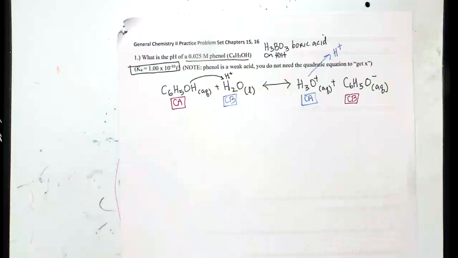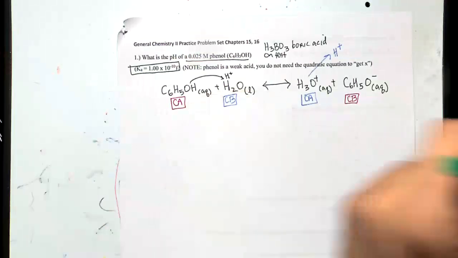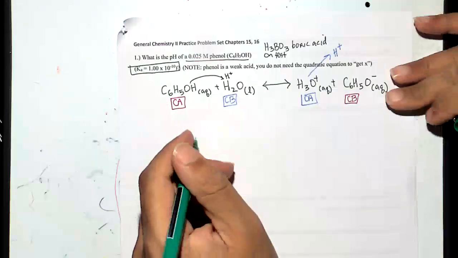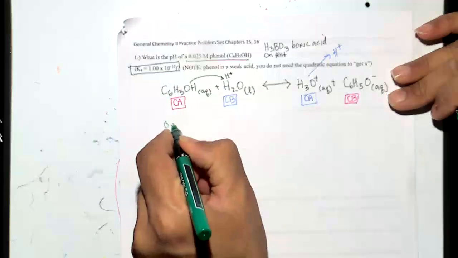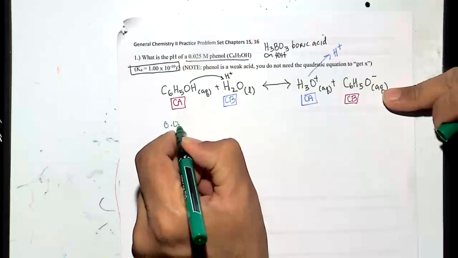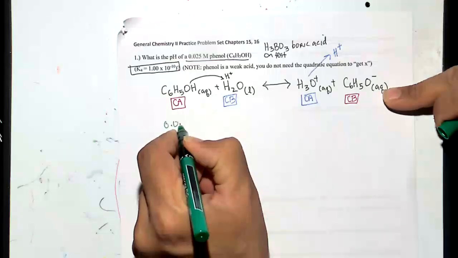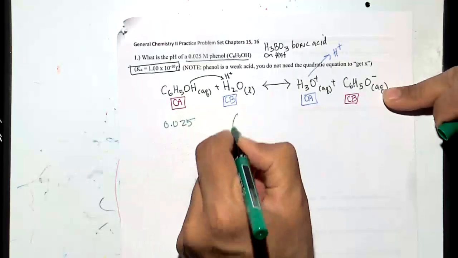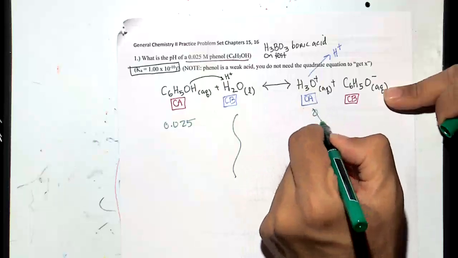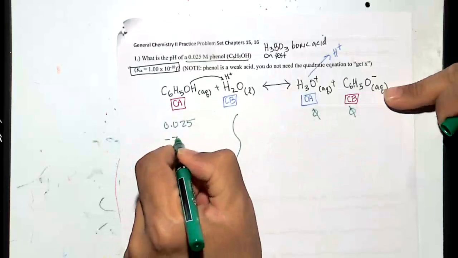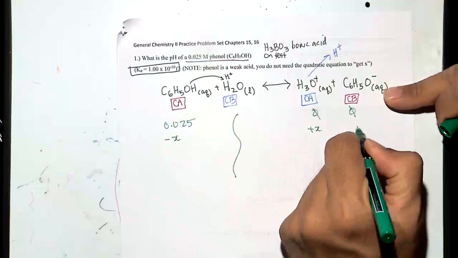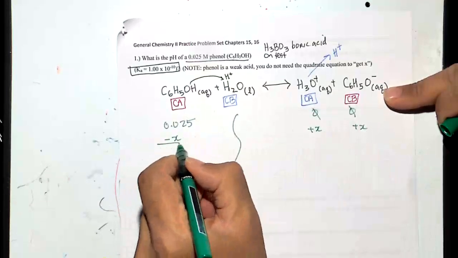All right. So you have a bottle of phenol. That bottle of phenol just doesn't have phenol. Okay, because of its reaction with water, it can give you H3O+ and the conjugate base C6H5O-. Okay. So we don't care about water, because it's a liquid. So minus X, plus X, plus X.